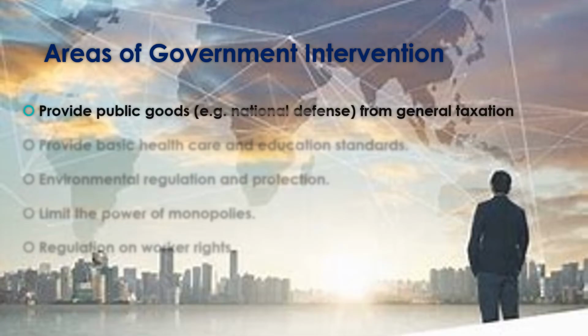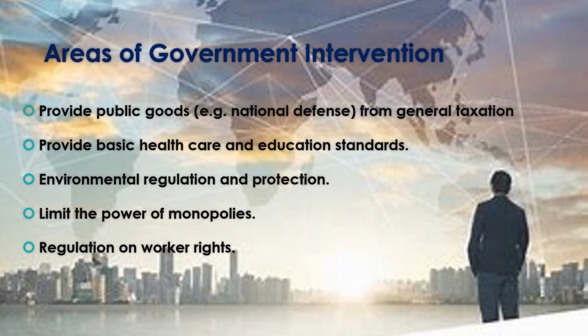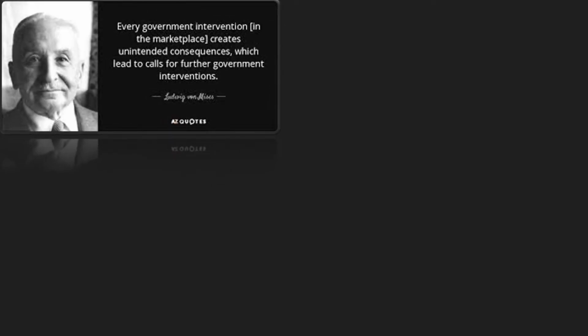Most economists believe it is a question of balance, with the government intervening in areas where the market fails to provide the desirable outcome. Main areas of government intervention include providing public goods, providing basic healthcare and education standards, environmental regulation and protection, limiting the power of monopolies, as well as regulations on worker rights. Different scholars have different opinions about government intervention.